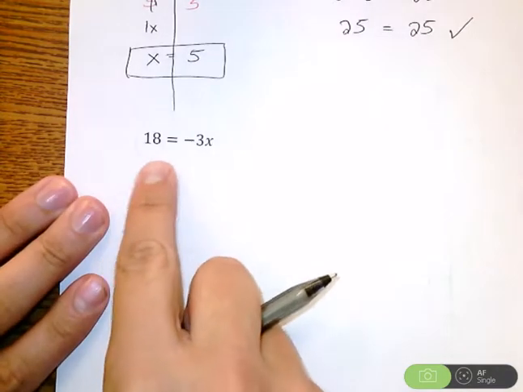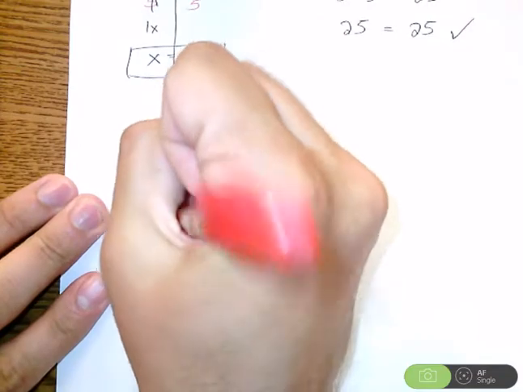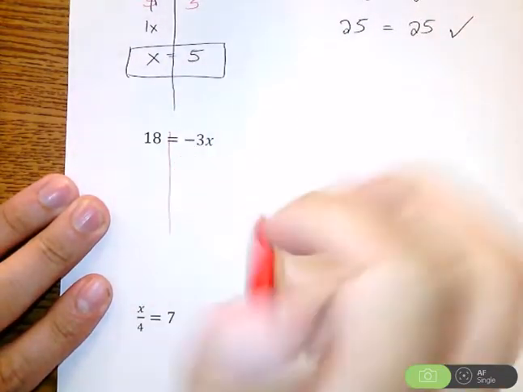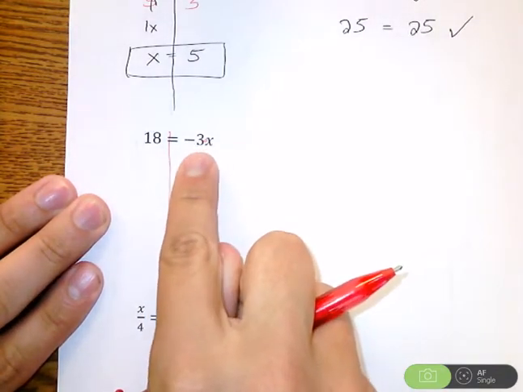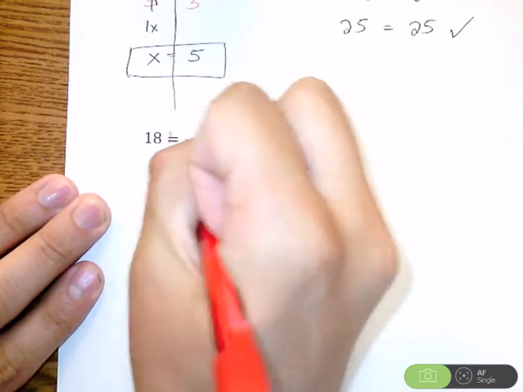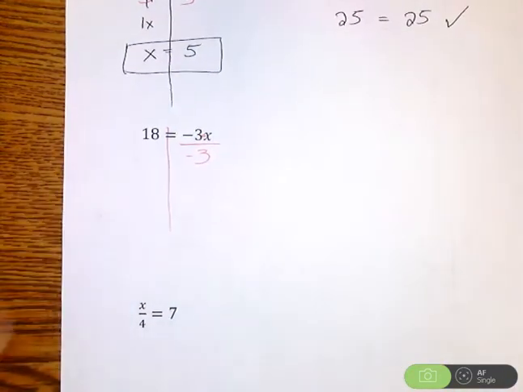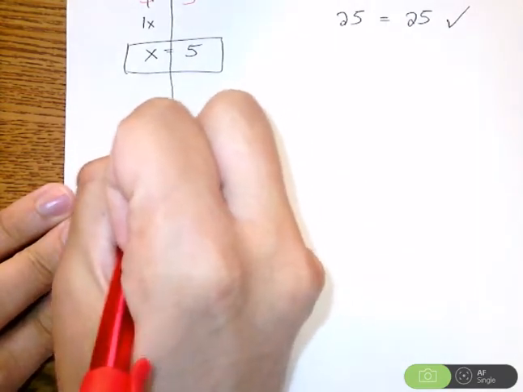Another example, 18 equals negative 3x. We gotta get that x by itself. This is negative 3 times the x. The opposite of multiplying by negative 3 is dividing by negative 3. Yes, we can divide negative numbers, positive numbers, it doesn't matter. Negative 3, divide the other side by negative 3.